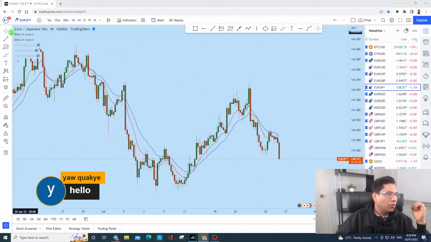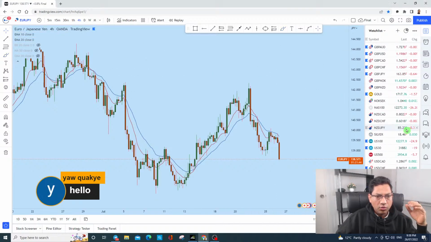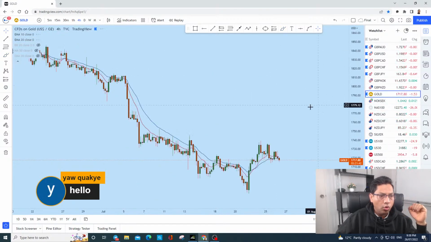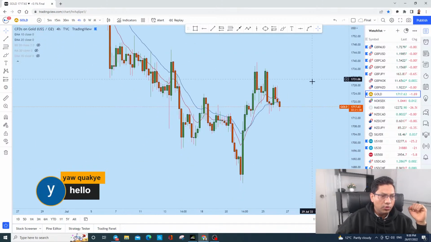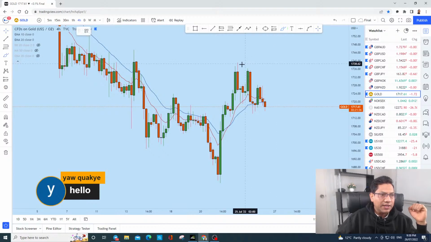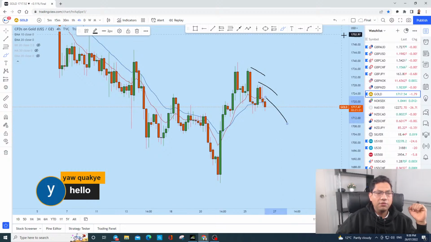Okay, so first of all, let me tell you, first let's look at some pairs, then let's look at gold, and then we'll talk about technical and fundamental. Now gold, you can see that in this price action there is a double top here, as I told you yesterday in the live session, and after the double top we have seen a breakdown followed by this retracement, but the price action is still looking bearish.